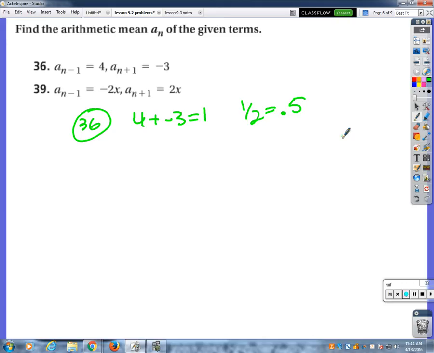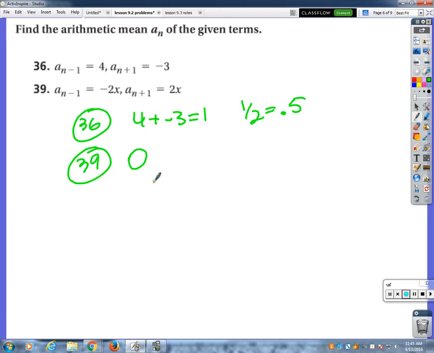So then for 39, they're trying to trick you because now we got variables in there. But what is -2x plus 2x? 0. They cancel out, and 0 divided by 2 is also going to be 0, so that answer is 0. Okay? All right, what else?